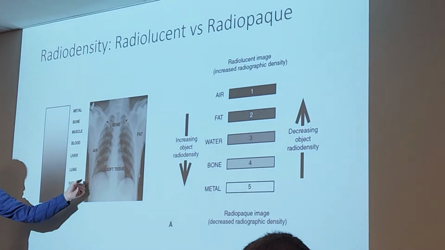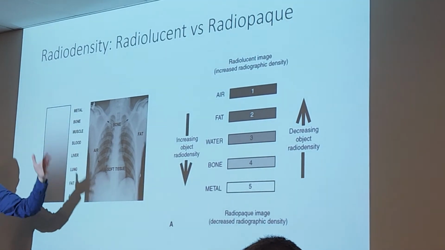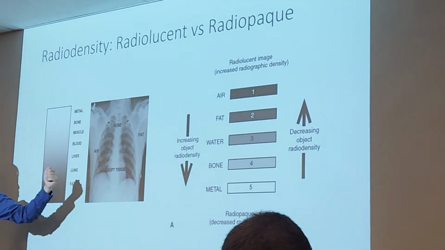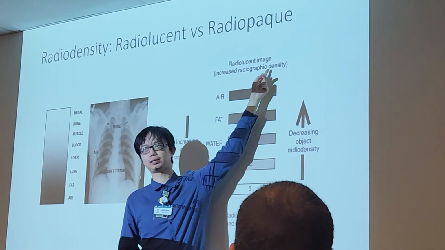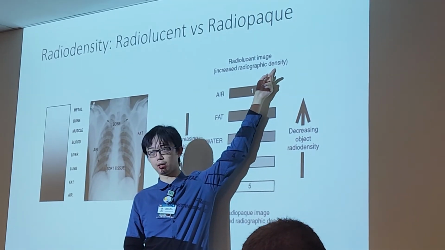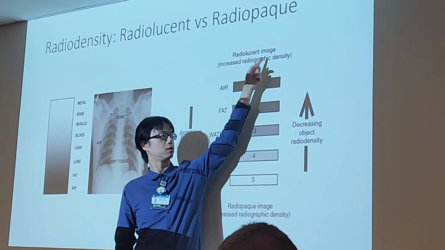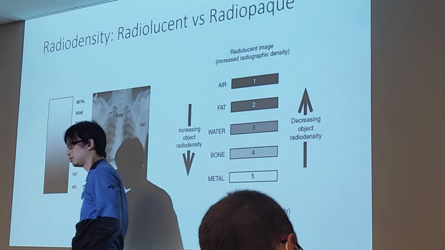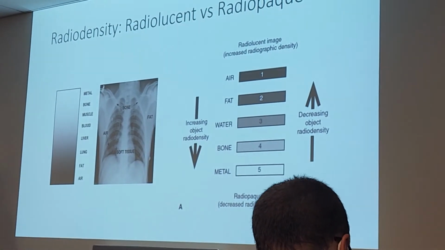But why were the X-rays allowed to reach the IR? Because the air in front here did a very poor job blocking the X-rays. So air causes that area of the image to have increased density because the X-rays hit the IR. Why is that so? It's because air is radiolucent, which means it has low radio density. It's the opposite: radio density and radiographic density are opposites.